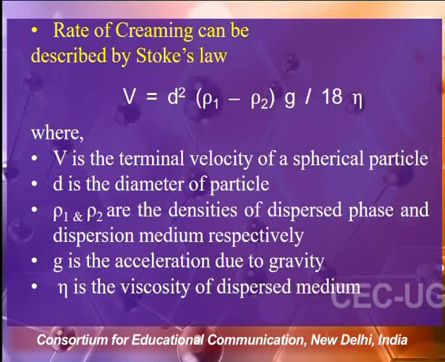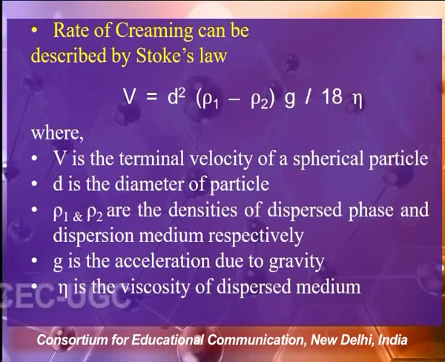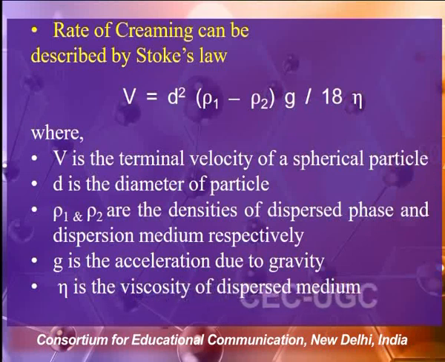D stands for diameter of the particle. Here it refers to the dispersed phase particle size. Rho 1 and rho 2 give the density difference. Rho stands for density, and 1 and 2 represent the dispersed phase and the dispersion medium respectively. So the difference of density is rho 1 minus rho 2. G stands for acceleration due to gravity and eta is the viscosity of the dispersion medium.